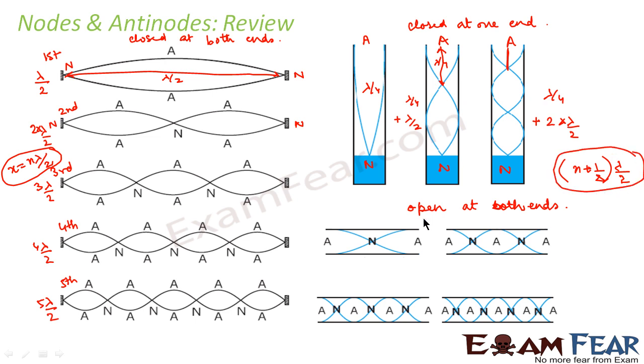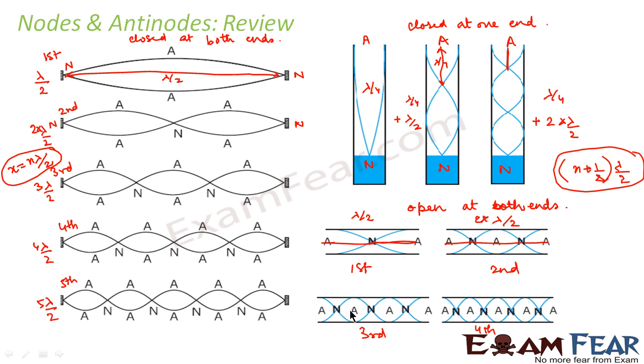Now again, when you look at a system which is open at both ends, what is the pattern it follows? If you look at the first one, that is the first harmonic, this corresponds to second, this corresponds to third, this corresponds to fourth. So the first harmonic, if you see, this is lambda by 4, this part is lambda by 4, this part is lambda by 4. So together it is lambda by 2. Second one, if you see, this is lambda by 4, this is lambda by 2, this is again lambda by 4. So together it is lambda, or you can write it as 2 into lambda by 2.